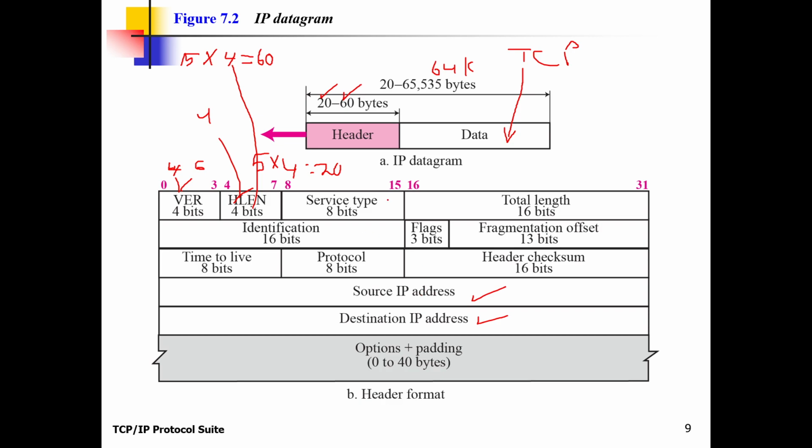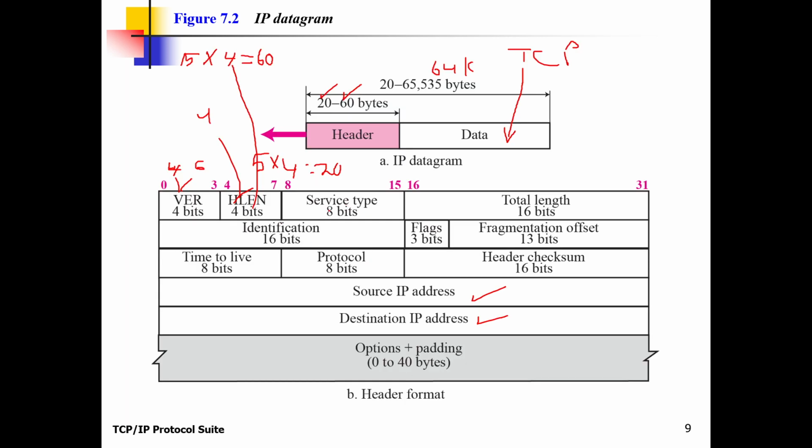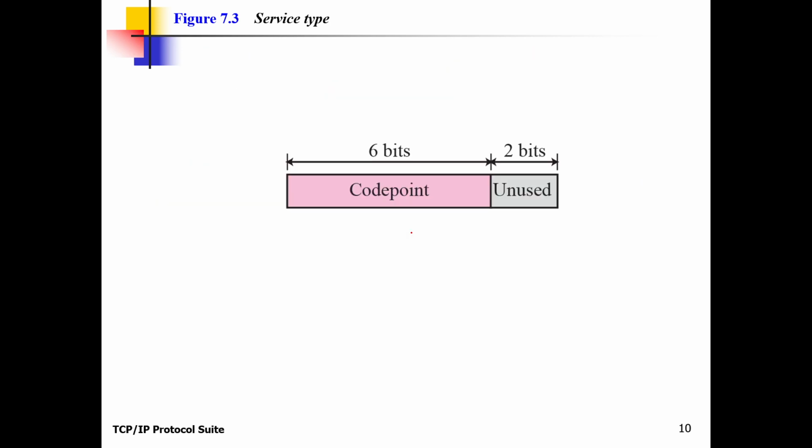Service type. There are 8 bits in here. In the service type, or TOS, type of service, it defines how the datagram should be handled. There are different service levels. That could be low delay, high throughput, etc. Different ones. And there is a map for it. So take a look in here. Remember there are 8 bits, right? So these are the 8 bits.